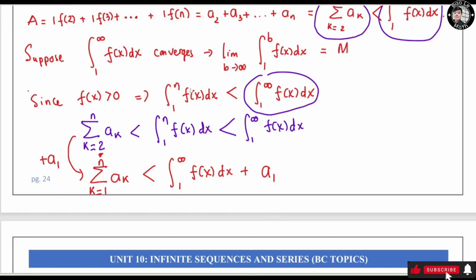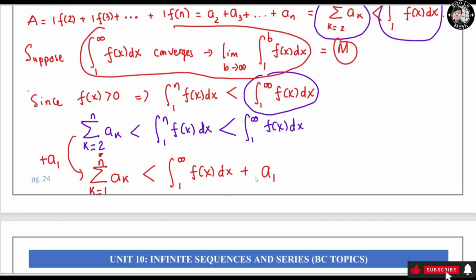Now look at this one right here. This guy converges to m, right? So if you add a constant, it still converges, right? So I call this one capital N, right? Now I'm gonna name this one S sub n, right? So I have S sub n always less than or equal to S sub n plus a sub n plus 1, right? Because I just add a constant to the series right here.